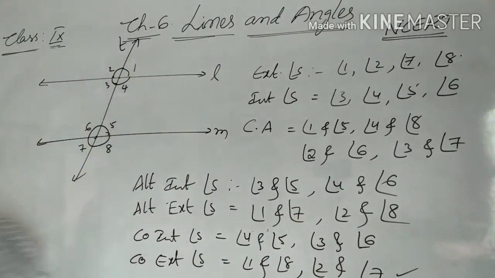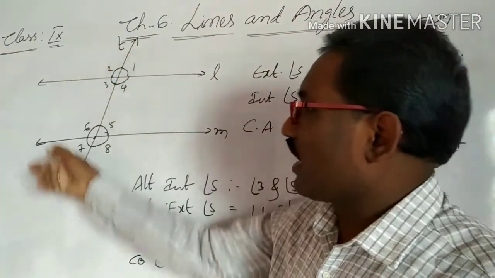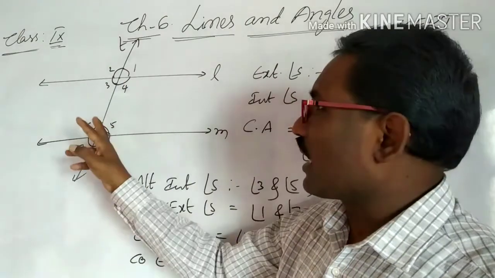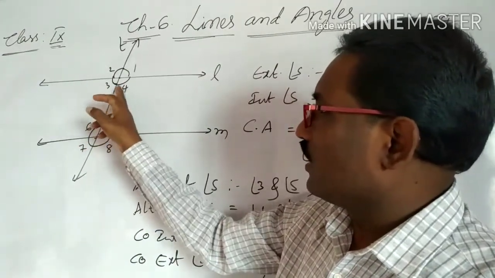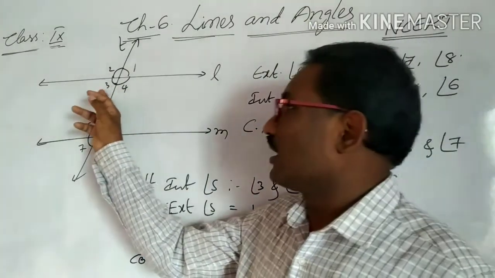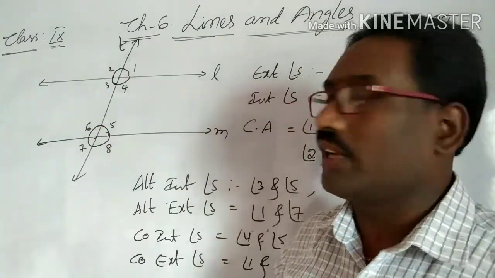Now, exterior angles means all outside angles are exterior angles. What are the exterior angles? 1, 2, 7, 8. Interior angle means inside angle. 3, 4, 5, 6 are interior angles.